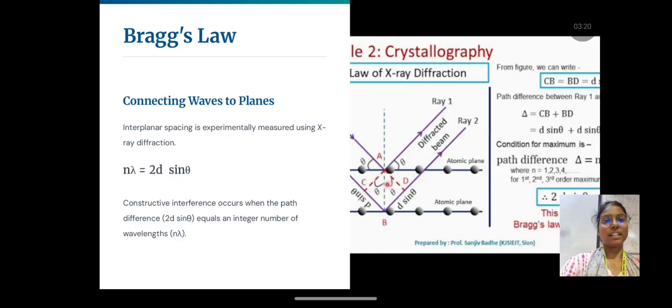Bragg's law, connecting waves to planes. Interplanar spacing is experimentally measured using X-ray diffraction. n lambda is equal to 2d sin theta. Constructive interference occurs when the path difference, 2d sin theta, is equal to an integer number of wavelengths lambda.